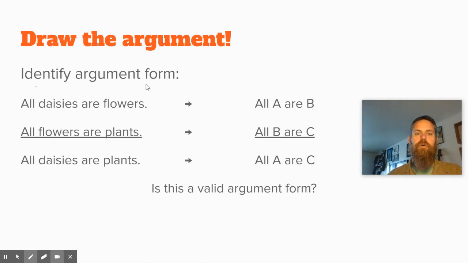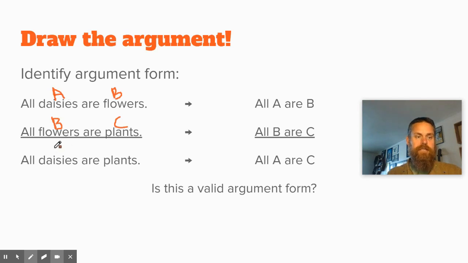Well, first, in order to draw the argument, we want to identify the form. And what do I mean by that? Well, here we have a deductive argument that has a particular form. This happens to be the form over here. Let me show you how I got this. All A, I've labeled daisies as A. I've labeled flowers as B. I continue to label flowers as B down here, and then plants is my C variable.